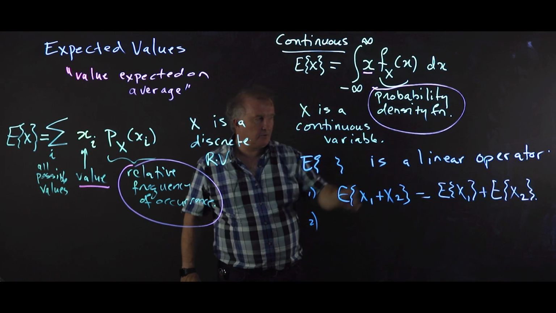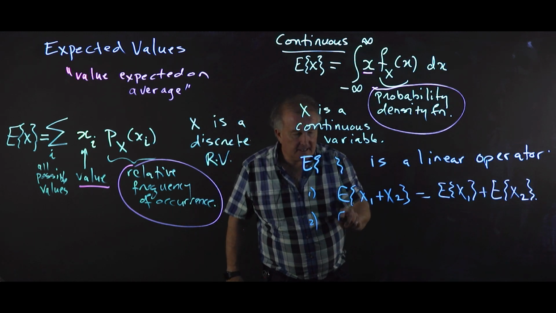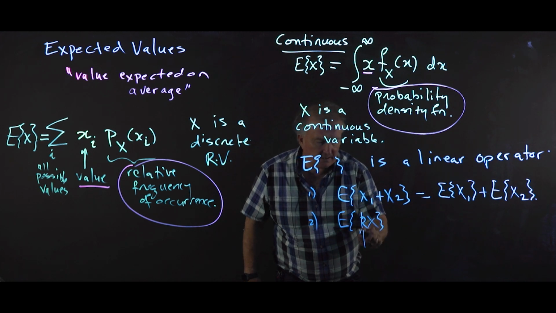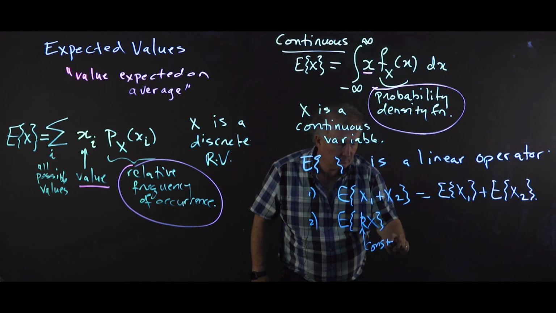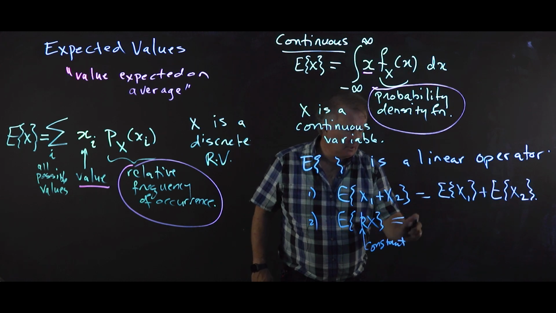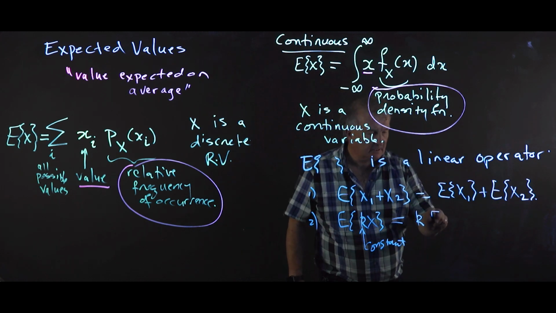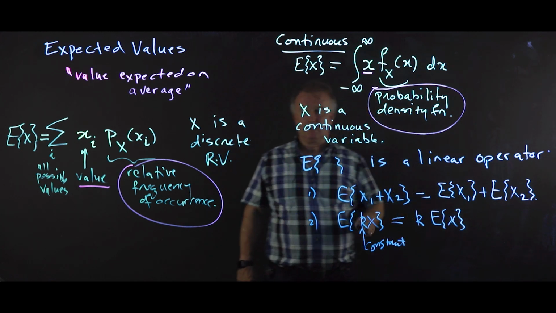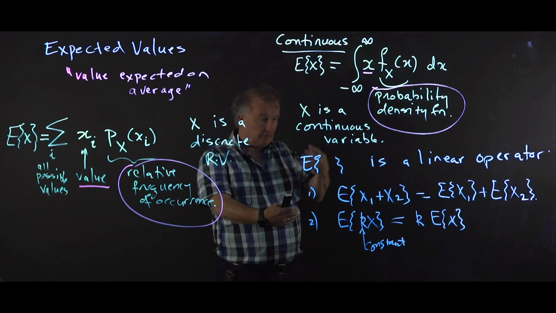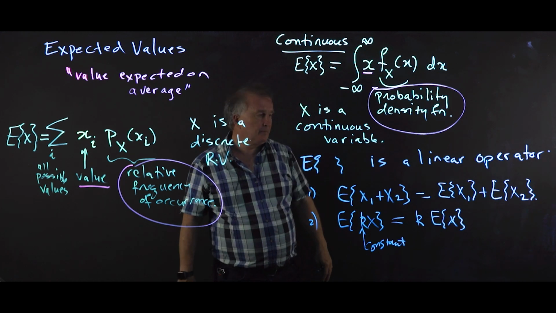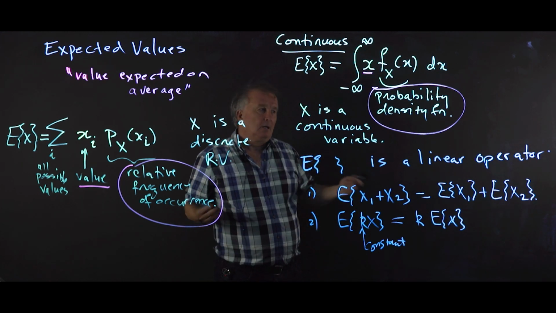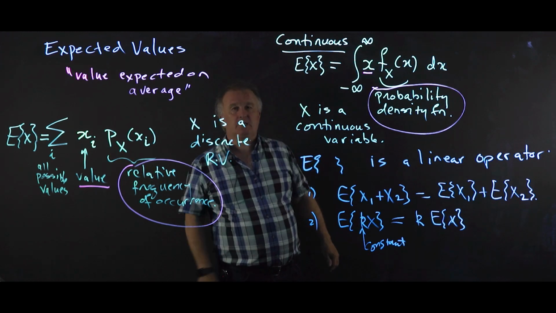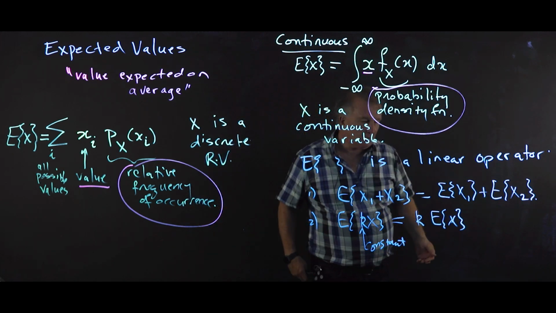The second property for being a linear operator is that if I take the expected value of k times x, where k is some constant, then that's just equal to k times the expected value of x. In other words, I can pull scaling through the expected value operation. You might say, well, that's nice. Why is that important? Where it starts to become really important is later on, when we're going to talk about, for example, the sample average.